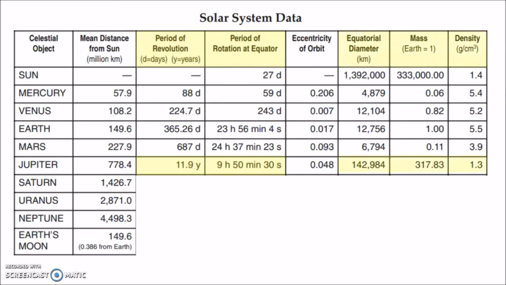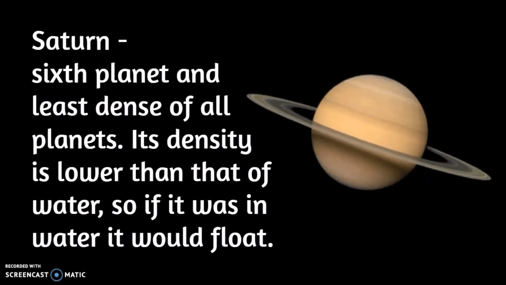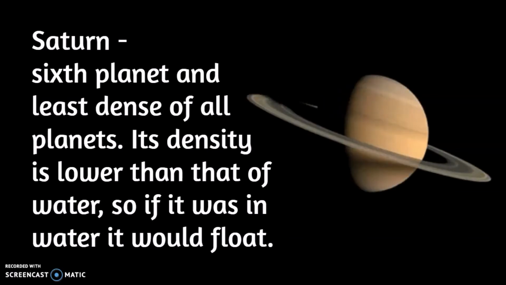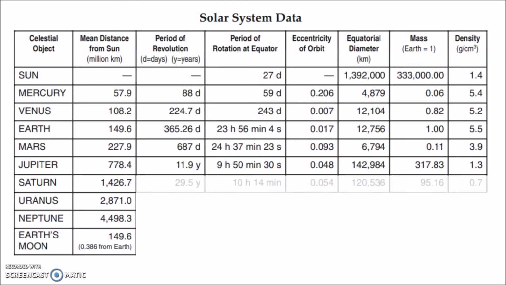Let's look at the planet itself. The diameter, how big the planet is, is much larger than any of the inner planets, as well as its mass, how much it weighs. Saturn is the 6th planet, and least dense of them all. Its density is lower than that of water, so if it was in water, it would float. Let's see this on the chart.